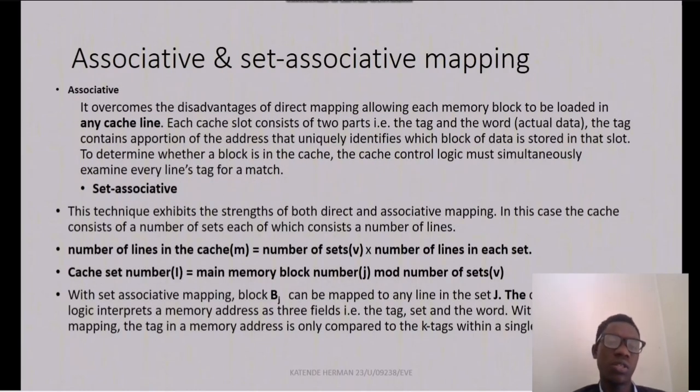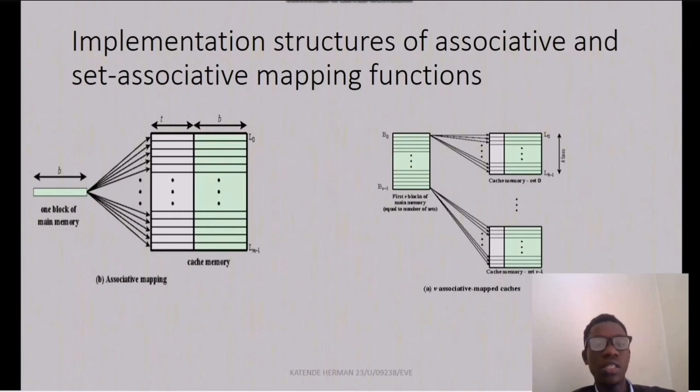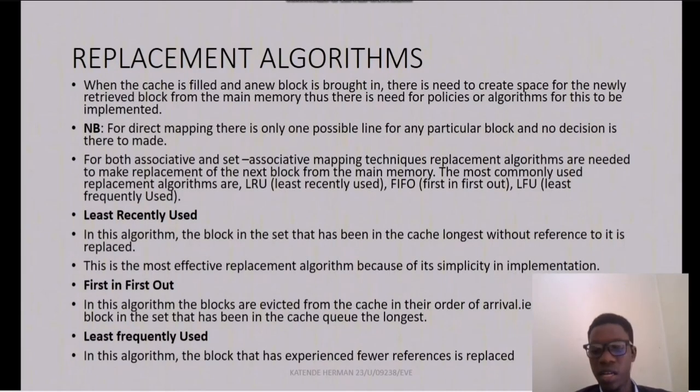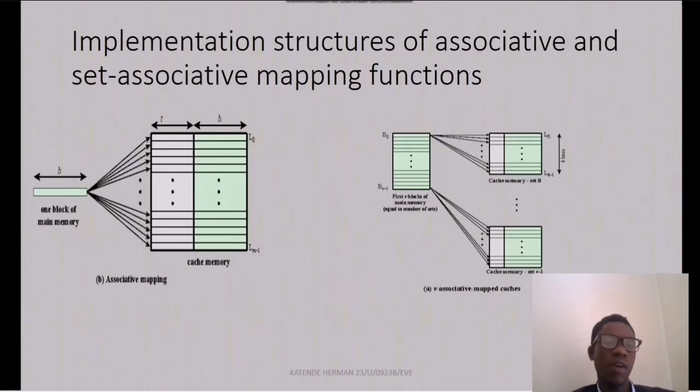There is also set associative mapping and associative mapping. Associative mapping overcomes the disadvantages of direct mapping. The disadvantage of direct mapping is that there is only one way to place a block from the main memory. But in associative mapping, the block can be loaded in any cache line, as you can see. If you have a block, it can be loaded in any of the cache lines available.